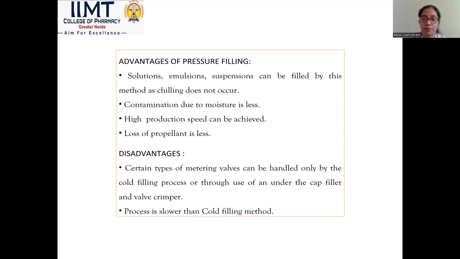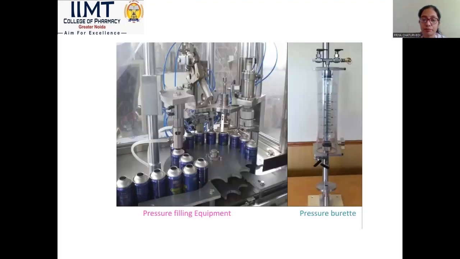Disadvantages: certain types of metering valve can be handled only by the cold filling process or through use of an under the cap filler or valve crimper. Process is slower than cold filling method. This is the pressure filling equipment. You can see.